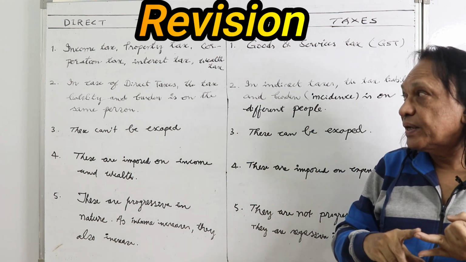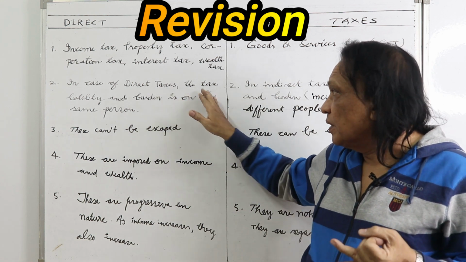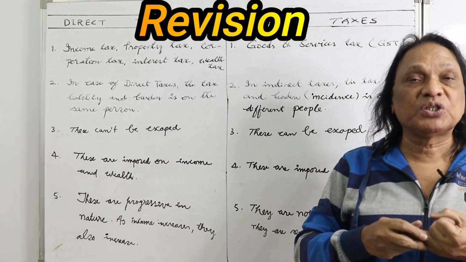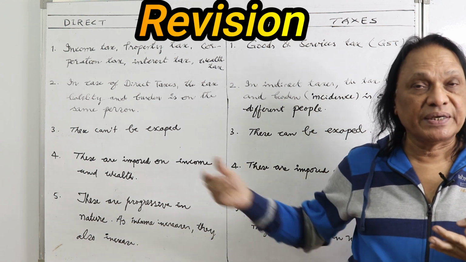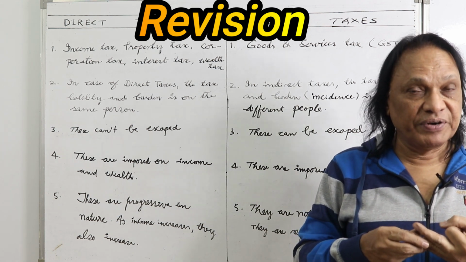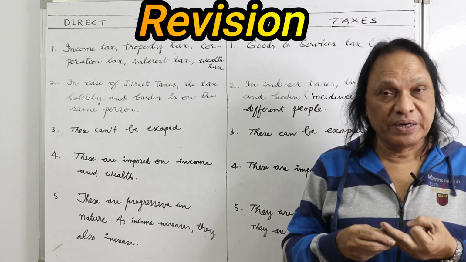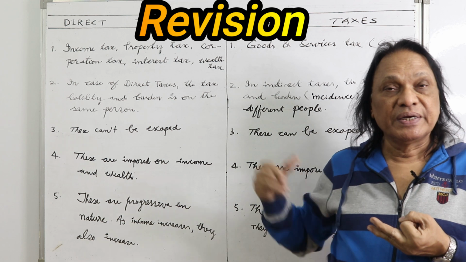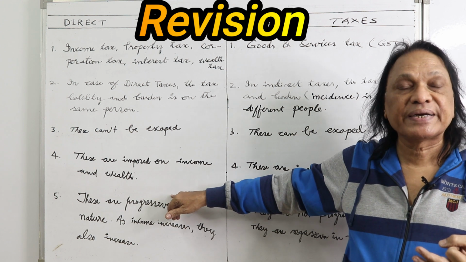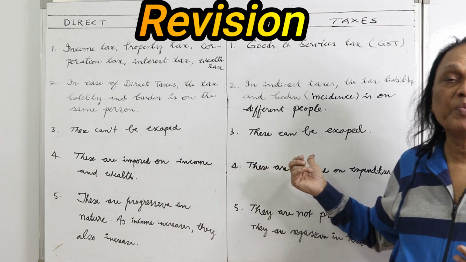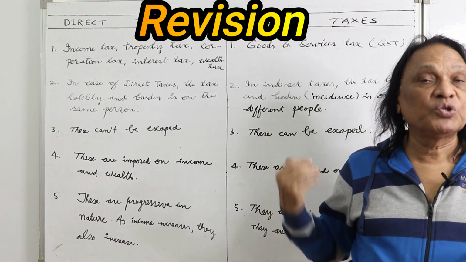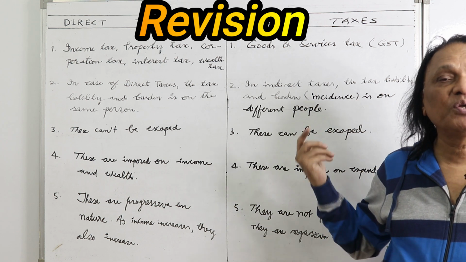The second point, in direct taxes, the tax liability and burden is on the same person. In case of indirect taxes, the tax liability and burden is on different people. Third point, direct taxes cannot be escaped. You have to pay income tax, property tax every year, wealth tax you have to pay, interest tax you have to pay, corporation tax you have to pay. You cannot escape it. Indirect taxes can be escaped by not consuming the commodities. Direct taxes are imposed on income and wealth of people. Indirect taxes are imposed on the same income when you spend it. That's on the expenditure. If you don't spend your money, you don't have to pay a single penny. Indirect taxes, legally you can escape.